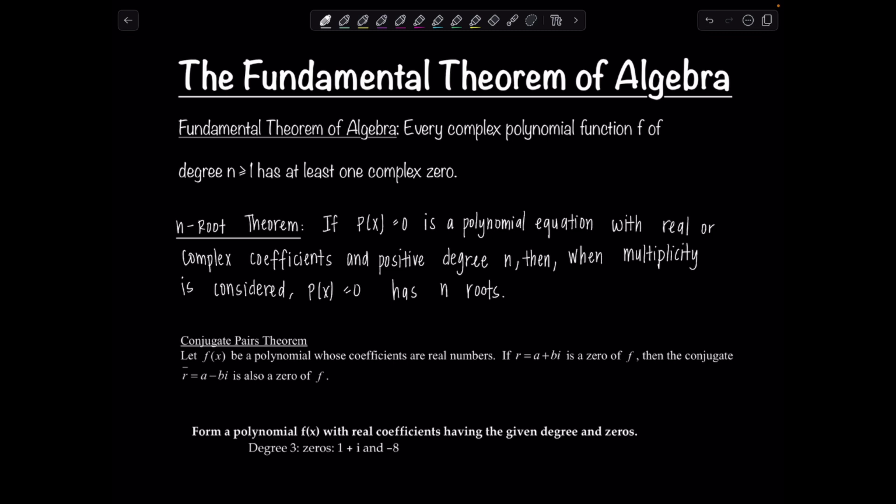So first things first, what does the Fundamental Theorem of Algebra actually say? The statement is more or less the following. Every complex polynomial function of degree n greater than or equal to 1 has at least one complex zero. And this theorem was actually proven by Gauss when he was only 22 years old, and it was part of his doctoral thesis in 1799.